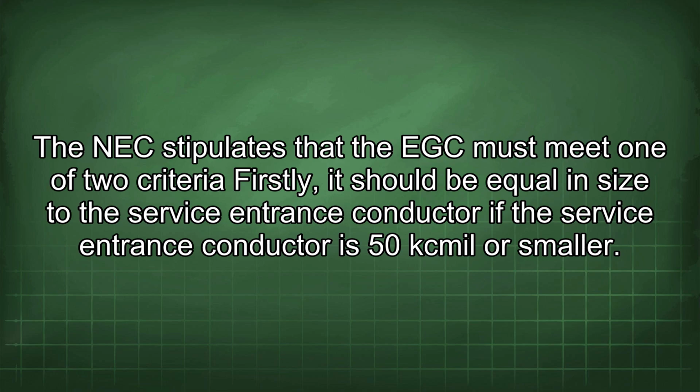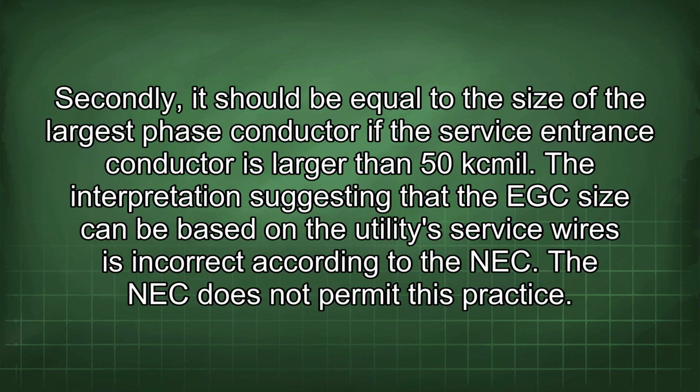Firstly, it should be equal in size to the service entrance conductor if the service entrance conductor is 50 kcmil or smaller. Secondly, it should be equal to the size of the largest phase conductor if the service entrance conductor is larger than 50 kcmil. The interpretation suggesting that the EGC size can be based on the utility's service wires is incorrect according to the NEC. The NEC does not permit this practice.